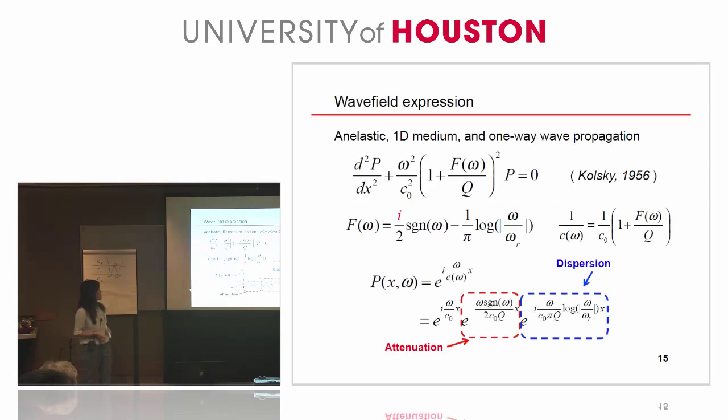Okay, so first let me show you how we express the wave field. Here we consider a constant Q model proposed by Kjartansson, and take a 1D case as an example. Then we can express the wave field using this wave equation. Here P is the pressure wave field, and F of omega is a factor. It consists of these two terms. The first term is related to the energy absorption, and the second term is related to the velocity dispersion.